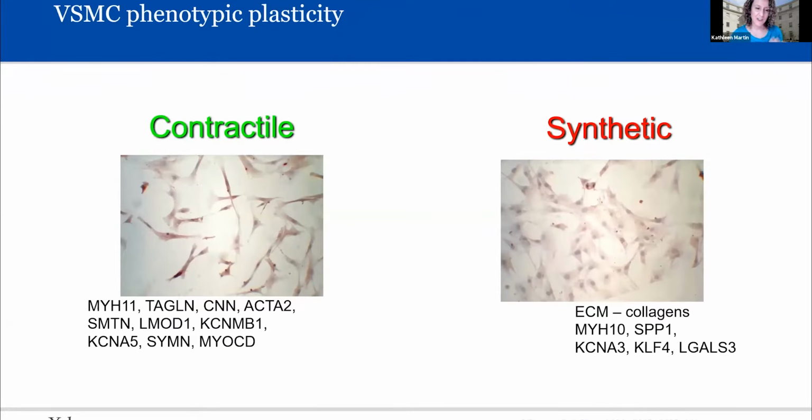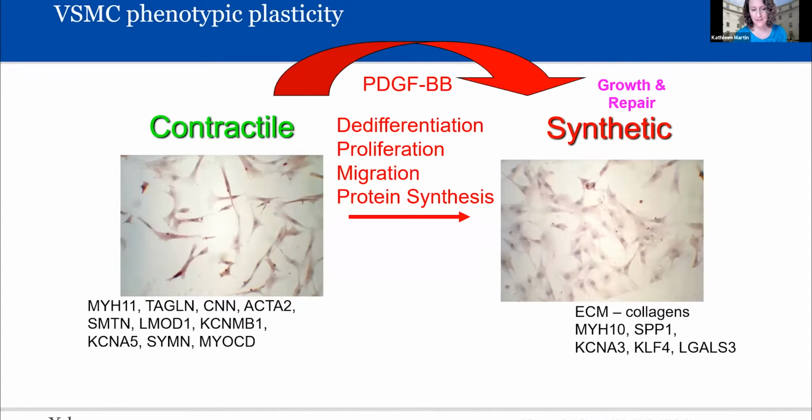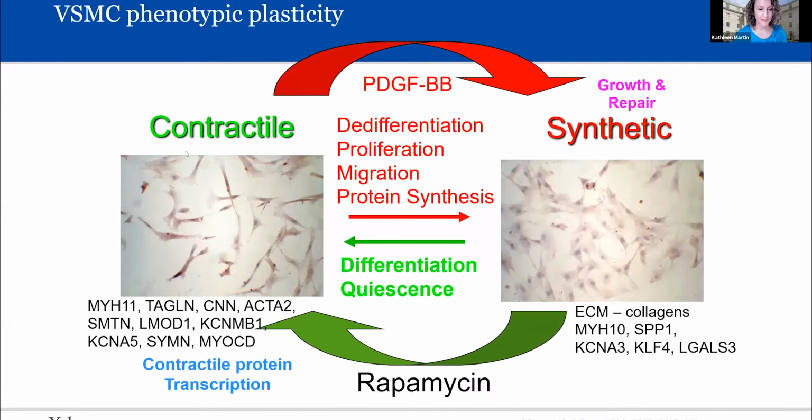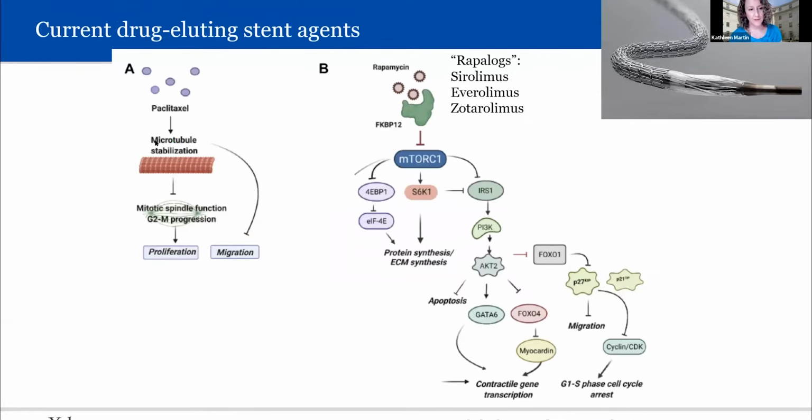And these images are actually from our initial study where we showed that in the dedifferentiated state in culture, the default is for smooth muscle cells in growth factors to assume this synthetic phenotype. These are actually cells that we treated with rapamycin and could induce this beautiful differentiated morphology. And this happens at the level of contractile protein transcription. So another major drug-eluting stent agent is paclitaxel that works by inhibiting microtubules to prevent proliferation and migration.